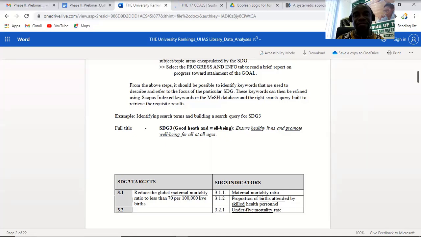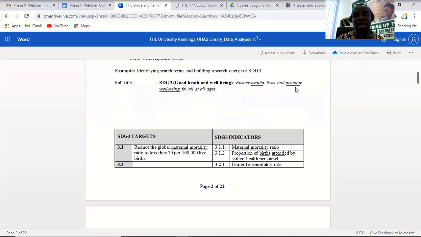is very slow today. I just want to share with you that when we went to that site, from my documentation, I saw the full title for SDG 3, which is simply captured as good health and well-being. It's actually this: ensure healthy lives and promote well-being for all at all ages.